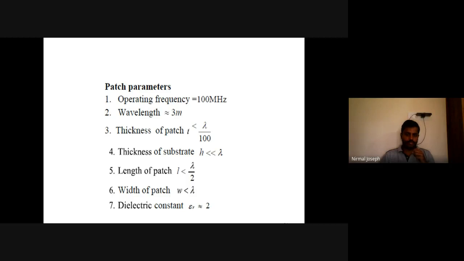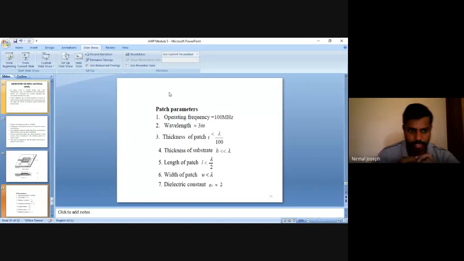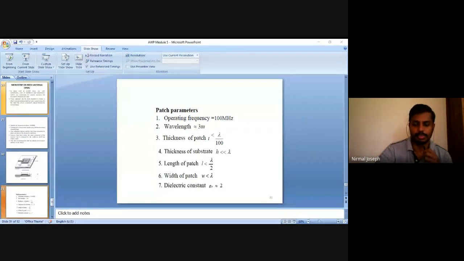These are the general parameters based on which we are going to design the patch or microstrip antenna. I think we can stop here, because we have one more class tomorrow. By tomorrow the review of module 5 will be completed, and our semester 6 will be completed, subject to any further decision from the department. As of now that is the condition. So I think we can stop here today.